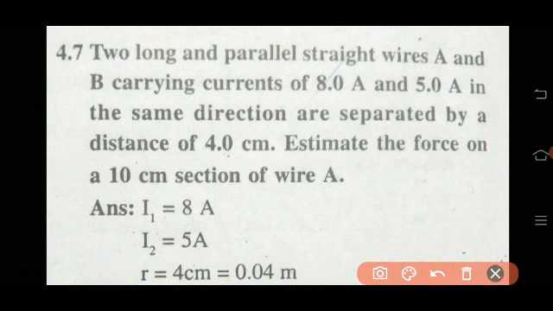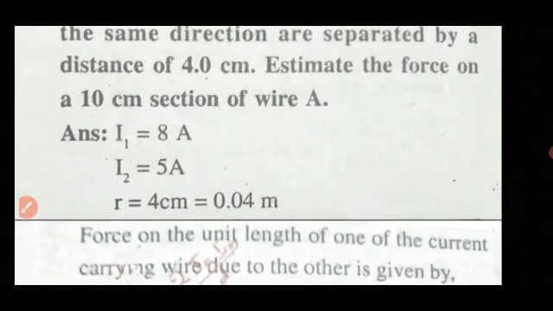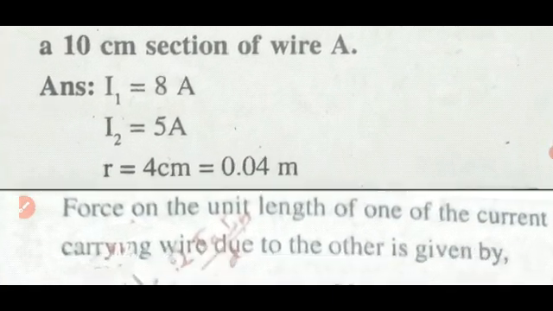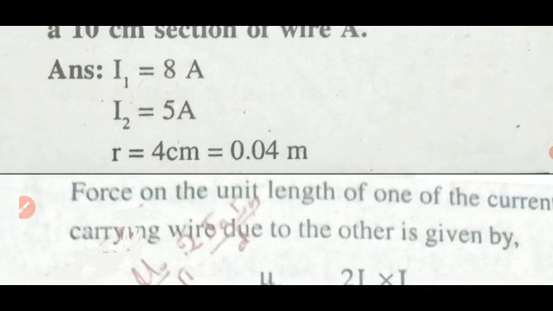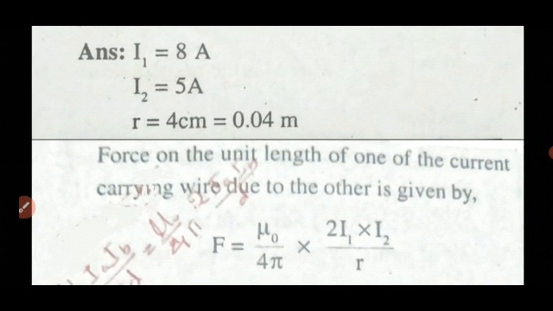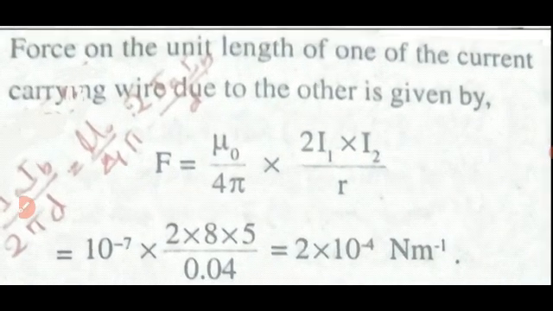Okay, if you substitute, you can solve very easily. So here the solution: the first current IA or I1 is 8 amps and the second current I2 or IB is 5 amps, and the distance between them is given as R, or you can write it as D. That is 4 centimeter converted into meter, that is 0.04 meter.